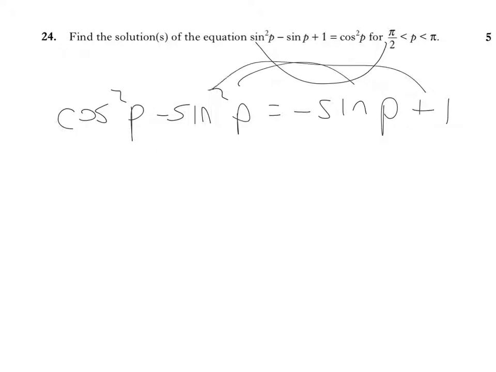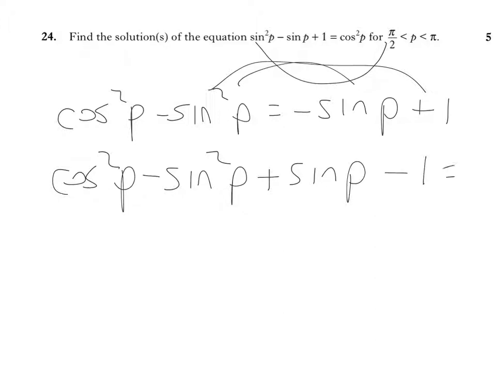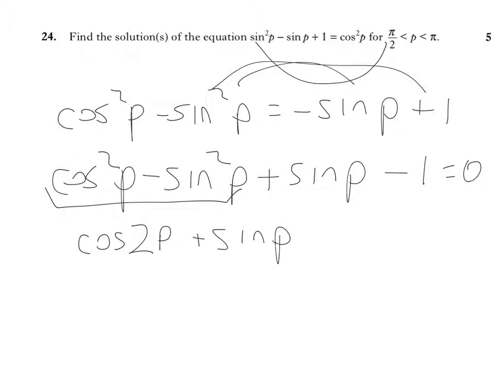I'm going to bring that stuff across and just make everything equal to 0 now. So I've got cos squared p minus sin squared p plus sin p minus 1 is equal to 0. I can then use the double angle formula, this one that you seldom use, but cos squared p minus sin squared p is one of the expansions for cos 2p, so I could say that's cos 2p plus sin p minus 1 is equal to 0.